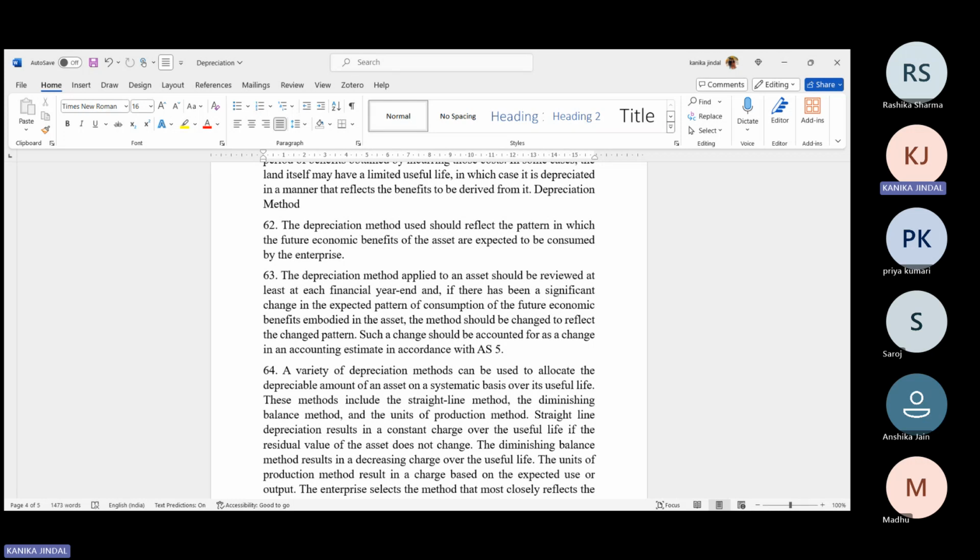And if we observe that there is a significant change in the expected pattern of consumption of future economic benefits, then the method should be changed to reflect the changed pattern, and this change should be accounted for as a change in accounting estimate as per Accounting Standard 5. We should always disclose the change of method of depreciation.